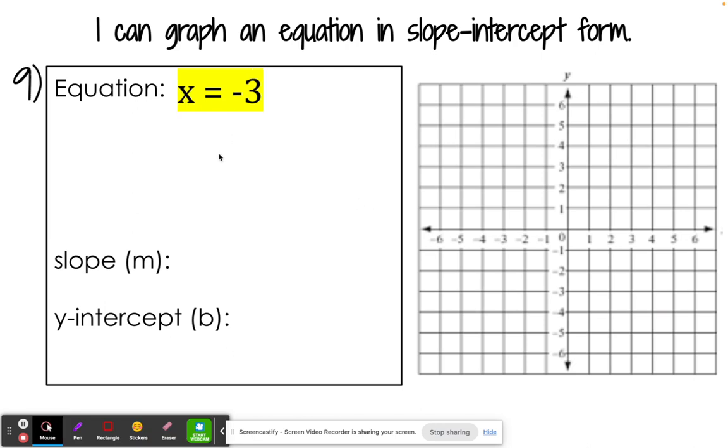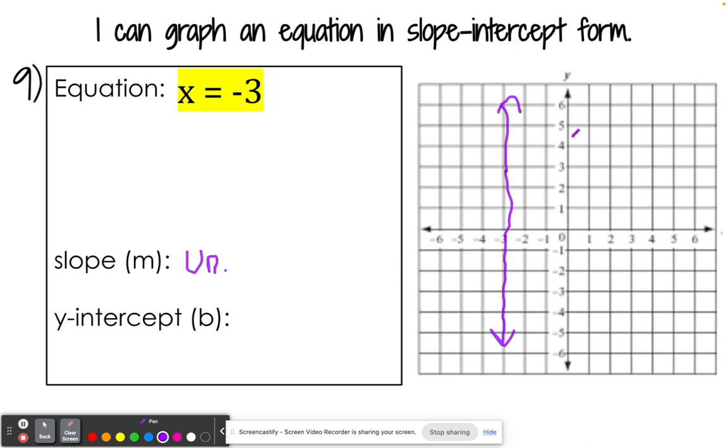What about x equals negative 3? This isn't even in slope-intercept form because I don't have a y. But all this is saying is it doesn't matter. I don't really have a slope. My slope here is actually undefined. And I also will not have a y-intercept. It says that whatever, it doesn't matter what y is, x is always negative 3. This is a vertical line.